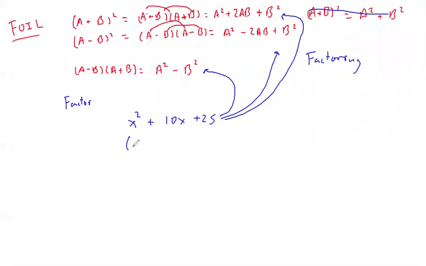Well, let's think. This would have been x and plus 5, and plus 5 is 5x plus 5x, 10x. Yes, it is. So here we have (x plus 5) squared. There'd be my factored form, or this could be it too, for that matter. This would be okay too.